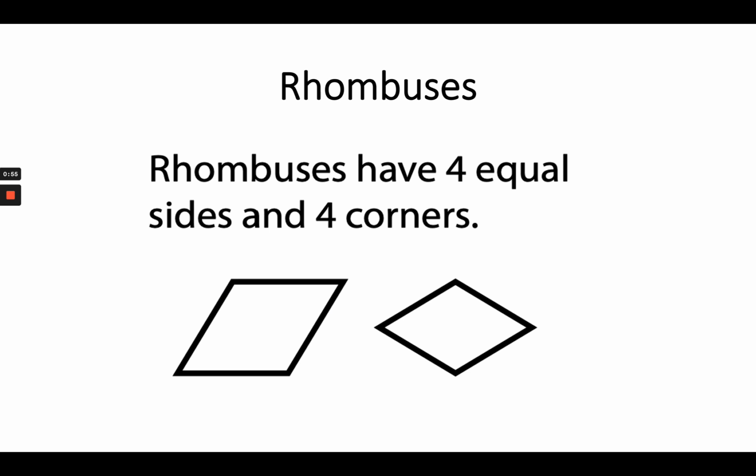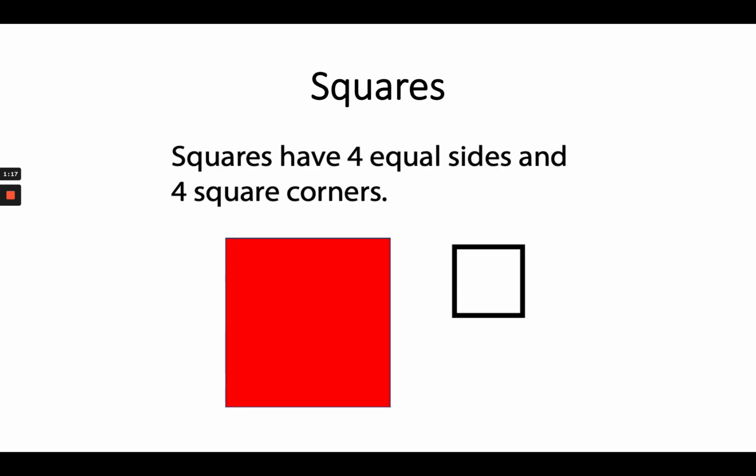A rhombus has 4 equal sides and 4 corners. So that means the top of this rhombus is the same length as the bottom of this rhombus. And the sides, they all have the same length. If I were to pull out a ruler, we could prove that for both of these shapes, all the sides are equal. A square also has 4 equal sides, but it also has 4 square corners.